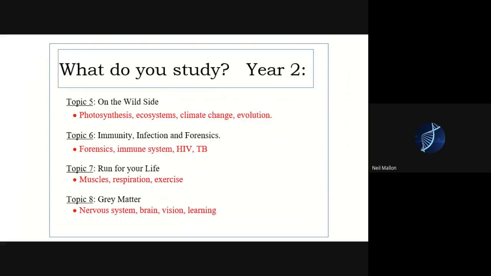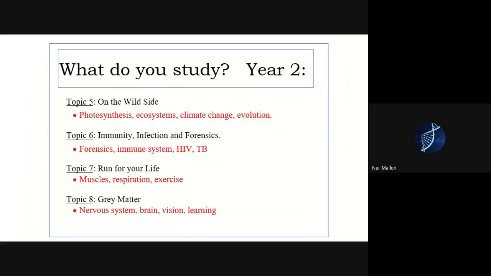Year 2, we move on. We look at topic 5, which is called On the Wild Side. That's looking at photosynthesis, ecosystems, climate change, and evolution. So some of the material that you've covered in year 12 is actually applied here in topic 5. Similarly, if we look at topic 6, we cover immunity, infection, and forensics. So some of the theory that you've learned in year 12 applies to the forensic side of things, HIV and TB, and we also start to look at the immune system in a lot more detail.